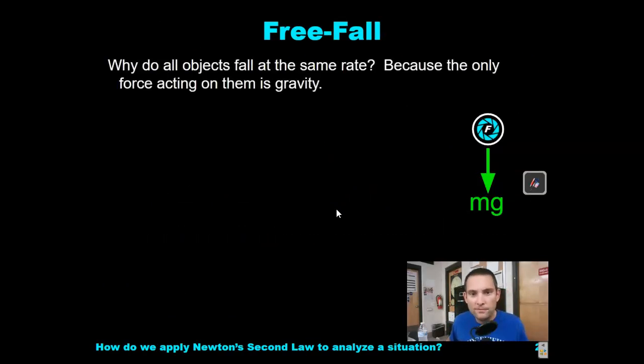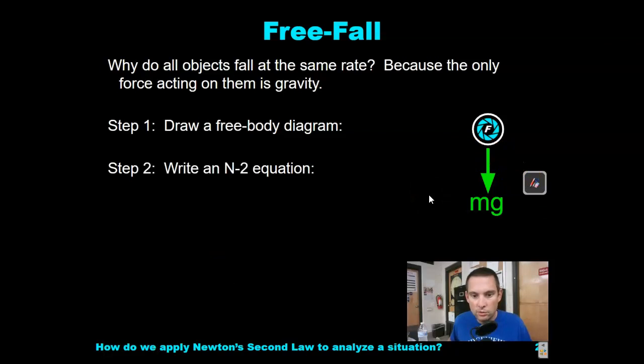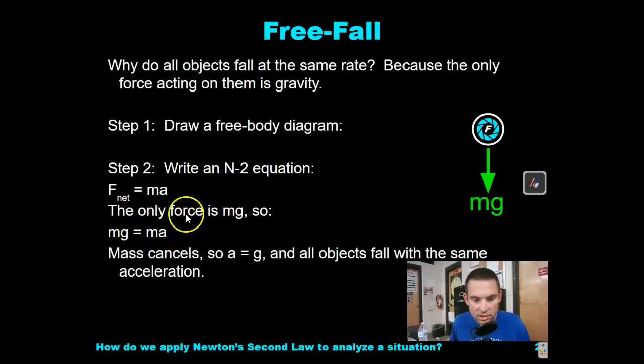Free fall. Why do objects fall at the same rate? Because the only force acting on them is gravity. Step 1, draw a free body diagram of this thing. Write Newton's second law equation. The net force, stuff that makes it go minus stuff that holds it back, equals mass times acceleration. The only force is the weight, so mg equals ma. Mass cancels out because we have mass on each side, so acceleration equals gravitational acceleration, or the gravitational field. And all objects fall with the same acceleration within that gravitational field.